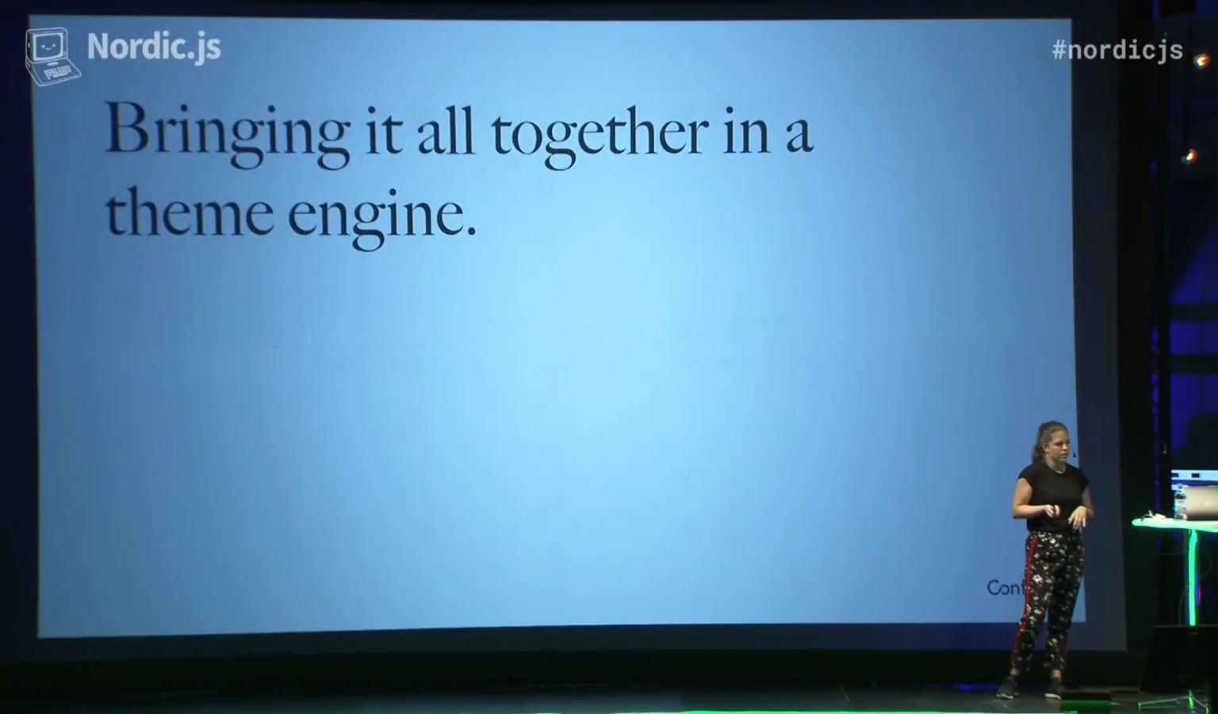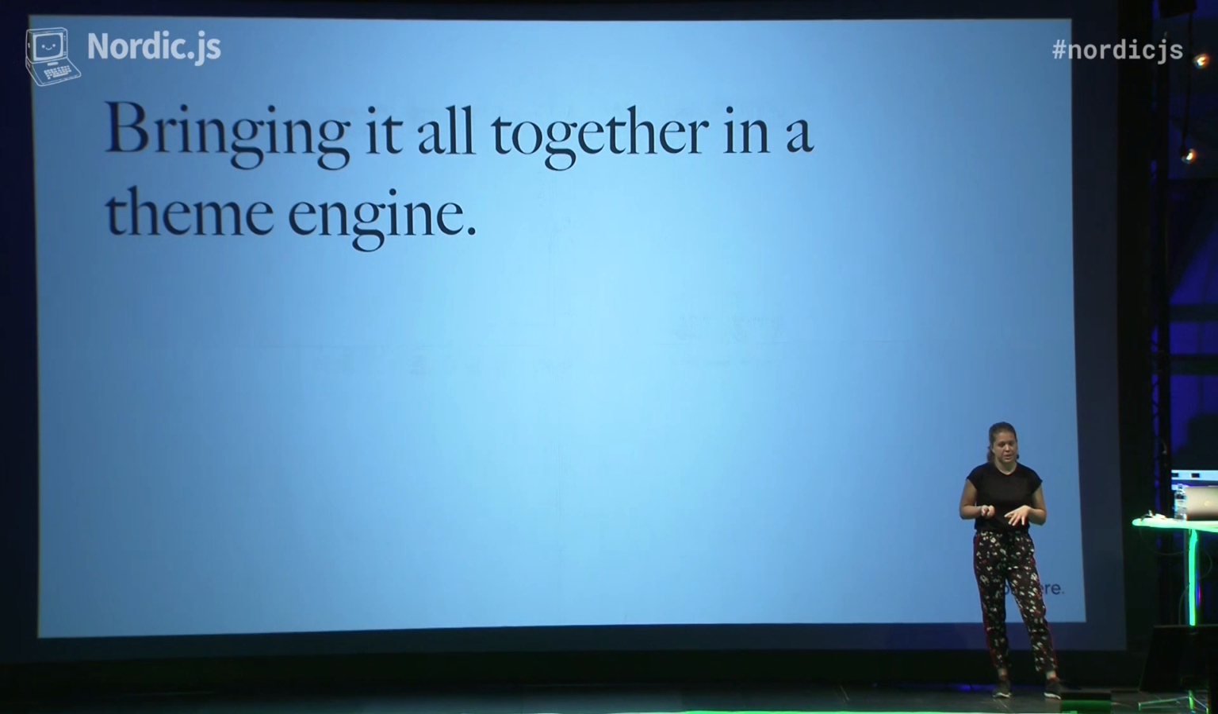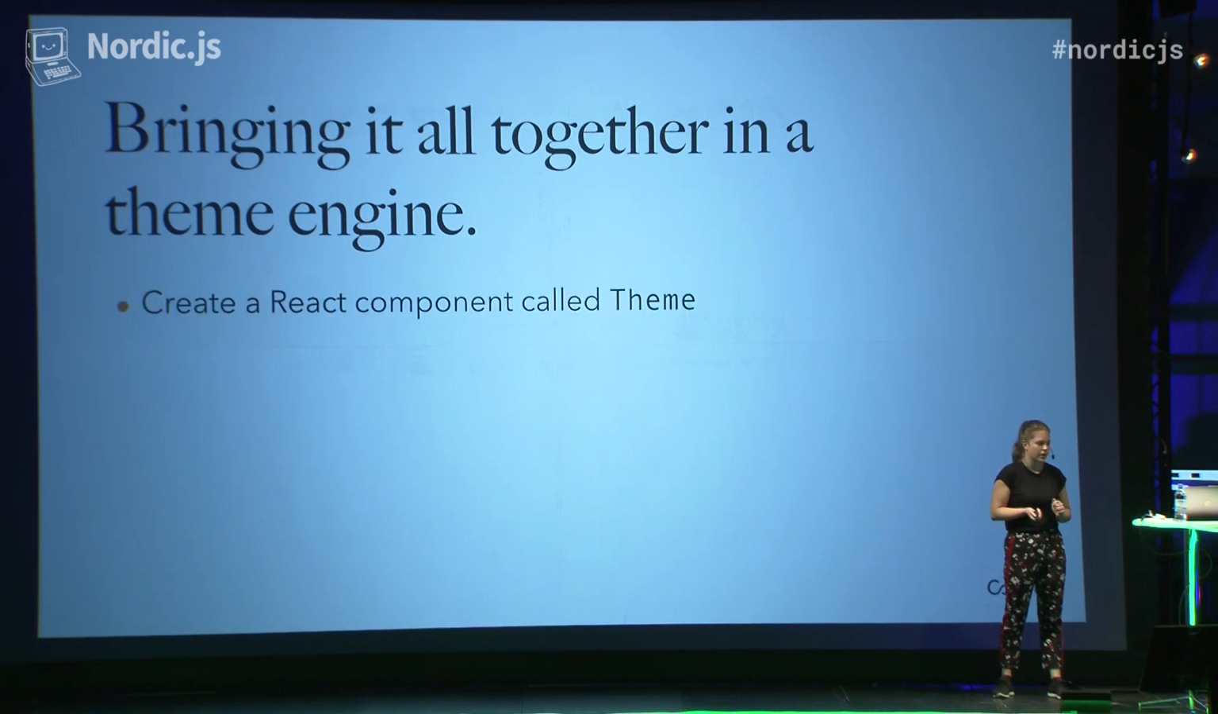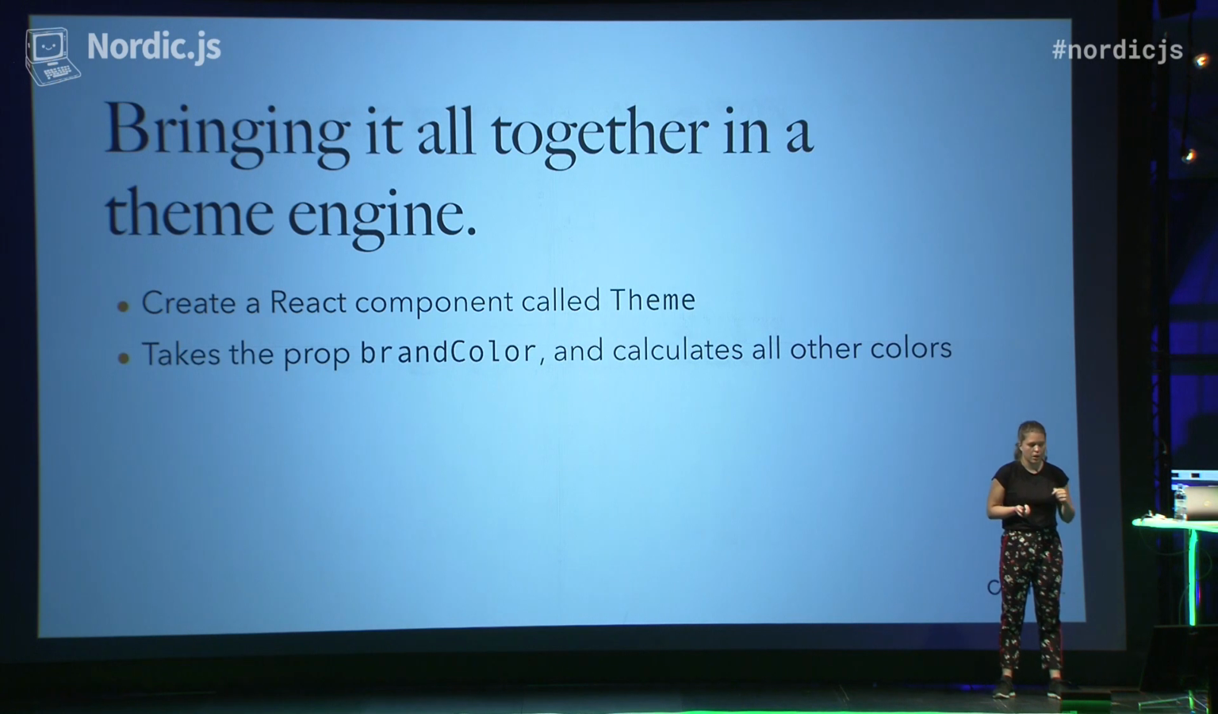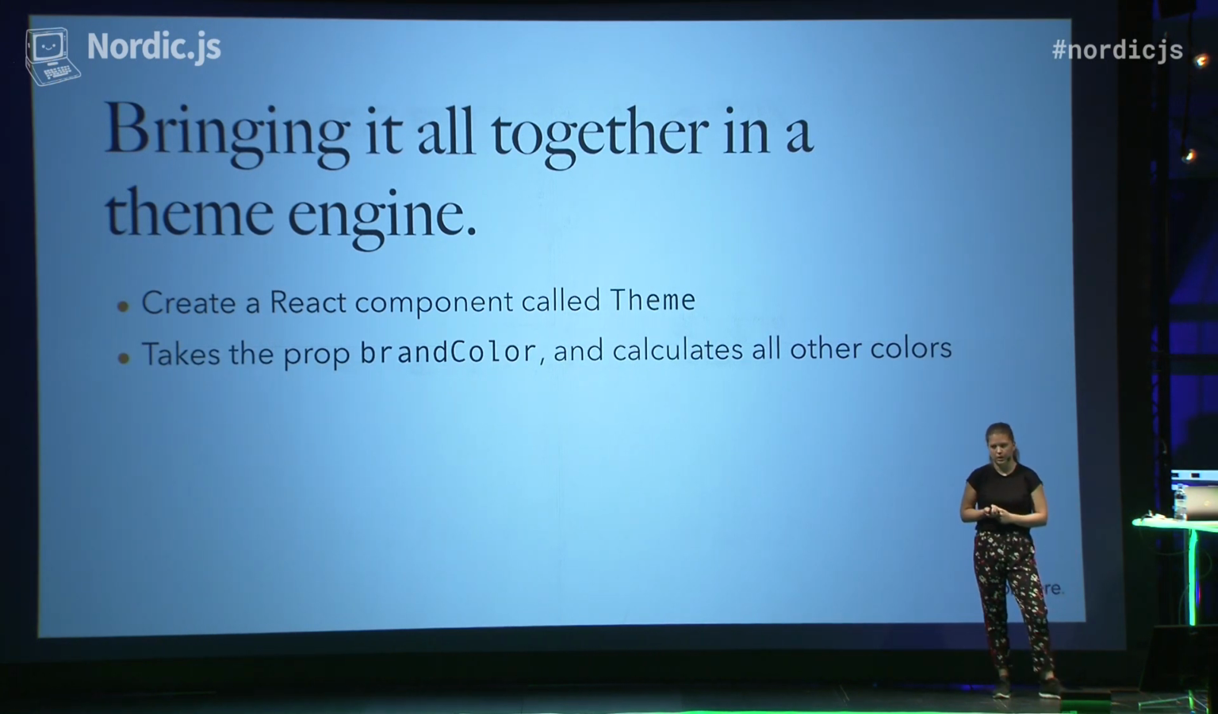So to bring it all together in the theme engine, we have a lot of different rules. The way we did it was to create a React component called Theme, which takes the prop, the brand color, and calculates all the other colors based on that. If you don't hardcode any of your CSS values, and only use custom properties, that will give you a single style sheet, which is infinitely brandable.